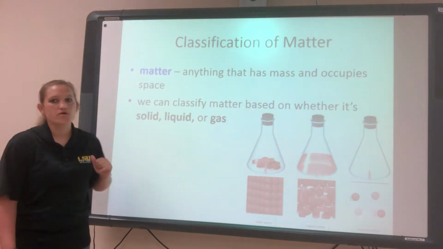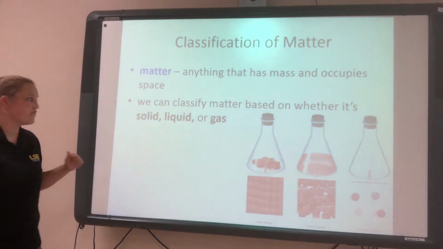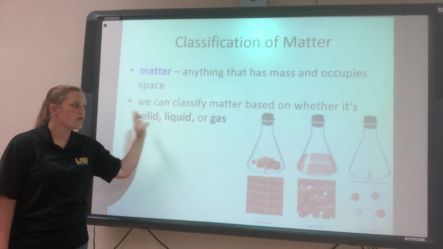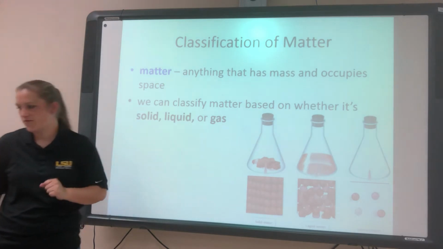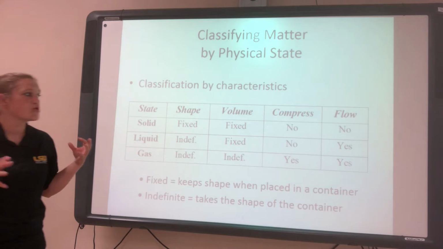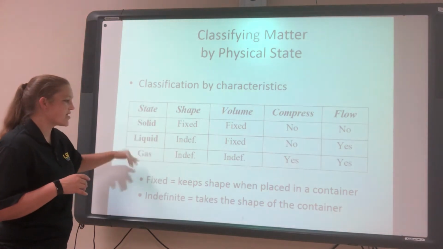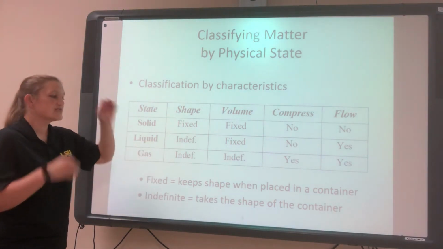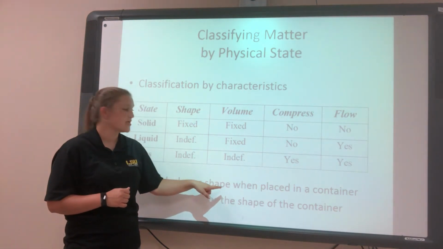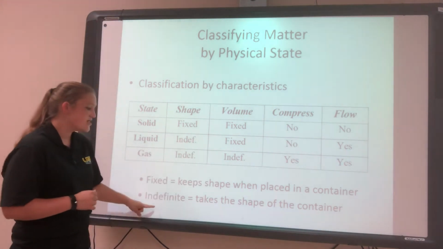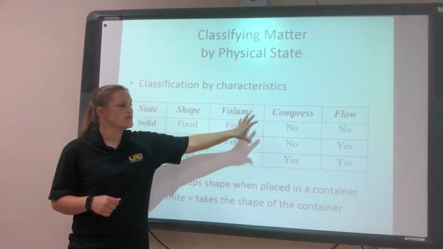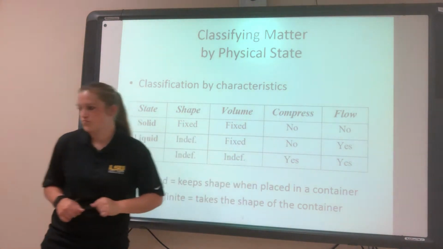So what we're going to do is classify our matter based on 3 different things: solid, liquid, gas. And I know you've probably heard of these in your physical science classes, but we're going to define them from a chemistry perspective. So this table here is going to be a summary. We're going to break down each one, solid, liquid, gas, in the next couple of slides. So fixed means it keeps its shape when it's placed in a container. And indefinite means it takes the shape of the container. And then we're going to talk about the shape, the volume, is it compressible, and does it flow?